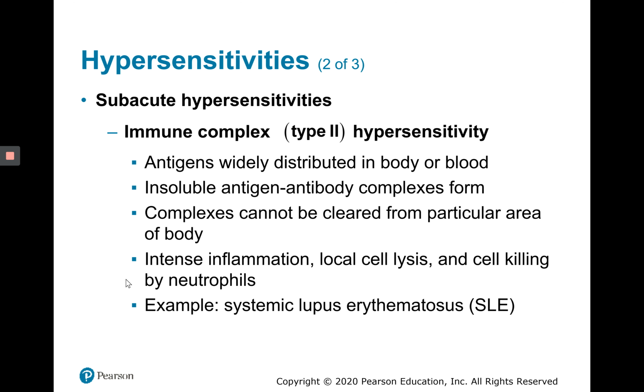Another example of a subacute hypersensitivity would be an immune complex type 2 hypersensitivity, wherein antigens widely distributed in the body or blood would form antigen-antibody complexes that are insoluble. These complexes would not be able to be cleared from a particular area of the body, and therefore cause intense inflammation, local cell lysis, and cell killing by neutrophils. An example of an immune complex type 2 hypersensitivity is systemic lupus erythematosus, or SLE.